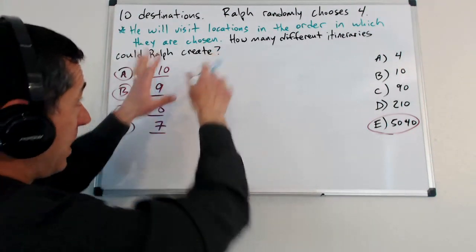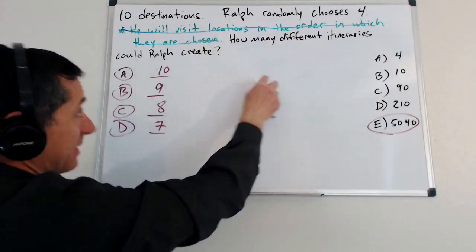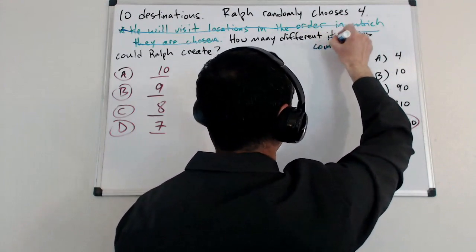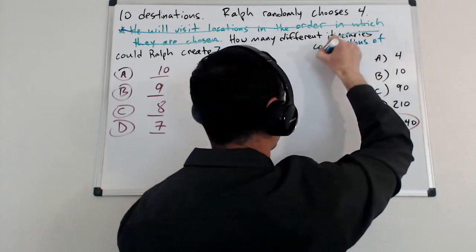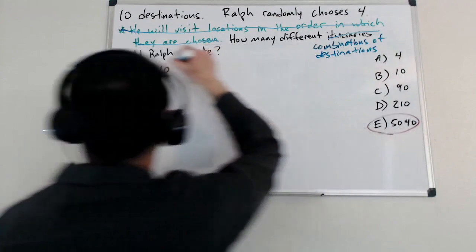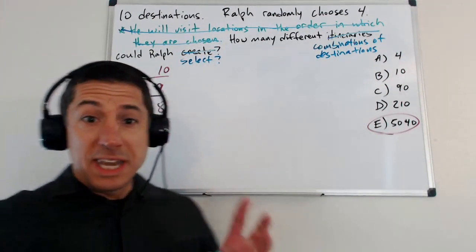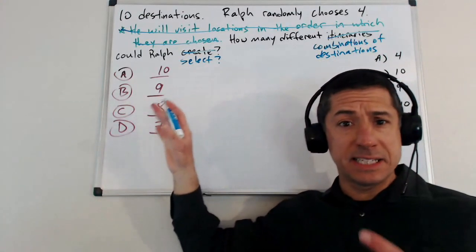So if I rephrase this question and we get rid of this thing, and now instead of saying how many different itineraries, what if I just say how many different, I don't know, combinations of destinations could Ralph, how about select? I know that's kind of a strange phrase here, but now what we're saying is the order doesn't matter. We're being pretty explicit about it and saying combinations of itineraries could Ralph select.